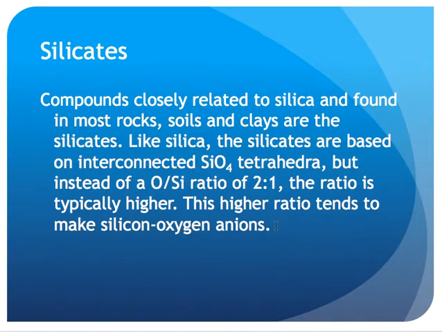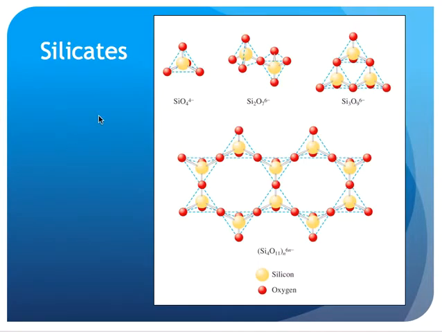And the ratio, sorry, instead of the 2 to 1, the ratio is typically a little bit higher than the silicon oxygen that we have seen before. Now, silicates can range quite a bit. If you look here, we have the SiO4. Again, there's that higher ratio, Si2 to O7, and so forth. So these are silicates we tend to see in clay.